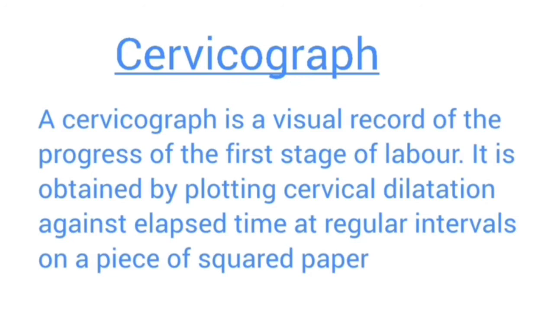Cervicograph. A cervicograph is a visual record of the progress of the first stage of labor. It is obtained by plotting cervical dilatation against elapsed time at regular intervals on a piece of squared paper.